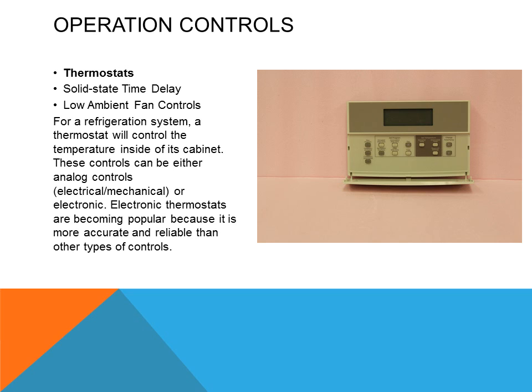For a refrigeration system, a thermostat will control the temperature inside of its cabinet. These controls can be either analog, which is electromechanical, or electronic. Electronic thermostats are becoming popular because they are more accurate and reliable than other types of controls.